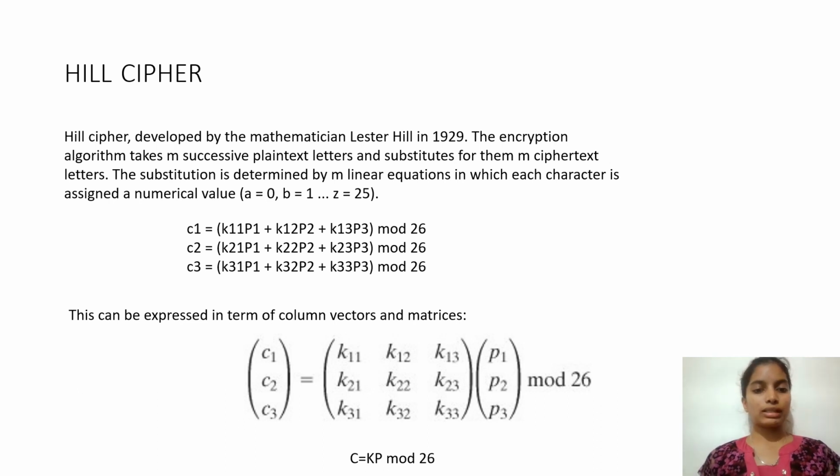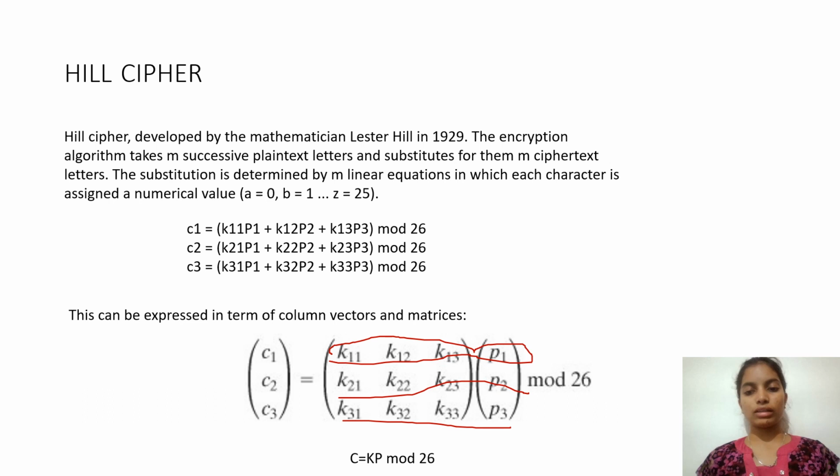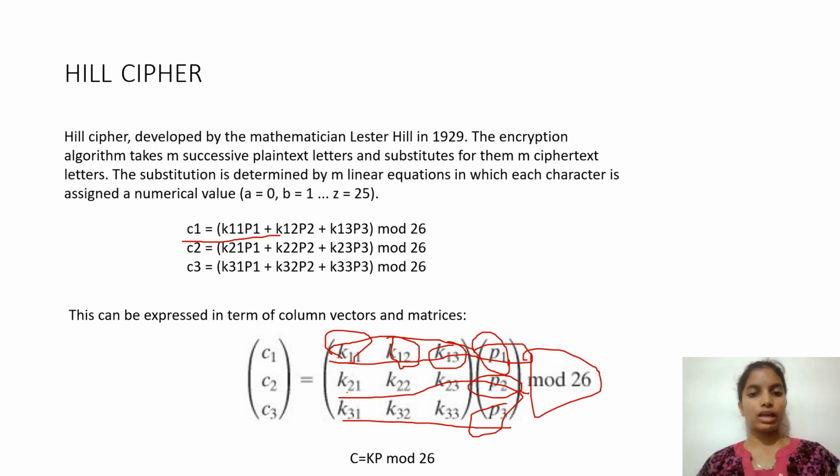So you can express this in terms of column vectors and matrices: C1, C2 and C3 with K11, K12 and K13 with the corresponding P1. Similarly K21 in the second row and the third row, with mod 26. So this is how you can write C1: K11 into P1 plus K12 into P2 plus K13 into P3, mod 26. That gives C1. Similarly for C2 and C3.